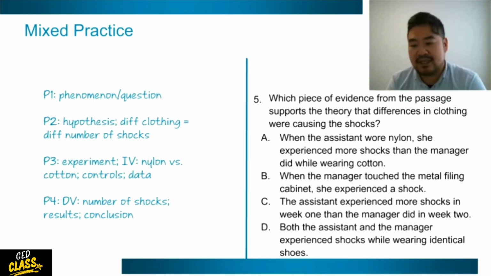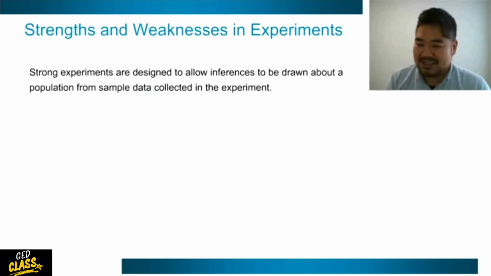Which piece of evidence is actually giving that? Well, what evidence was there to show that, oh, it must be the clothing? Well, when a certain type of clothing was worn, they experienced a different number of shocks, right? So basically, we're looking at what happened during the experiments. When the assistant wore nylon, she got shocked more often than when the manager was wearing cotton. Which answer choice matches that? That's going to be answer choice A. When the assistant wore nylon, she experienced more shocks than the manager did while wearing cotton. Great work on this one, folks.